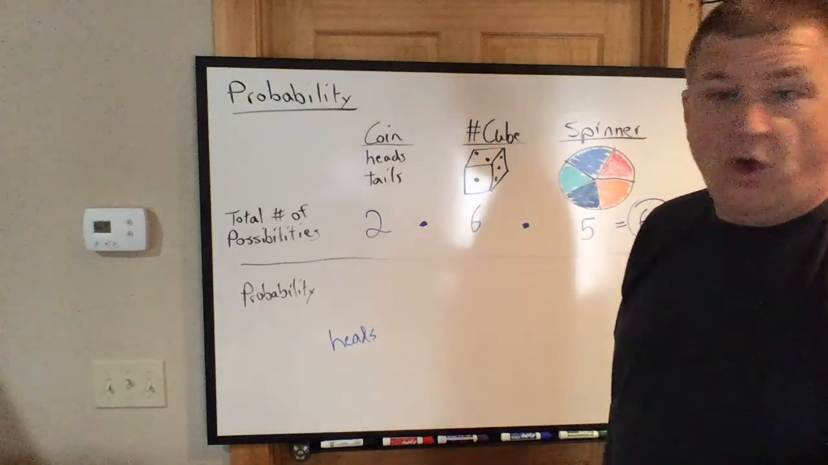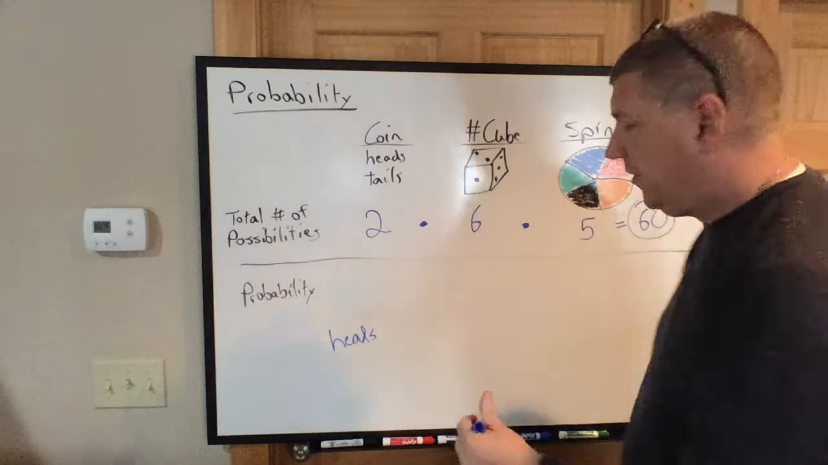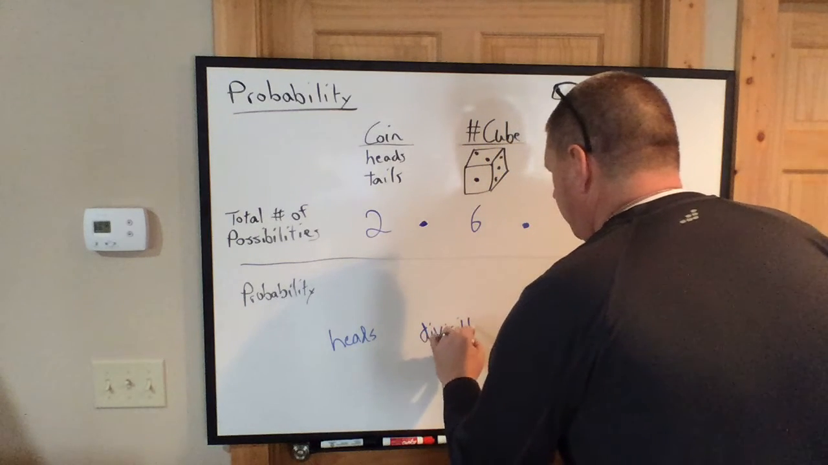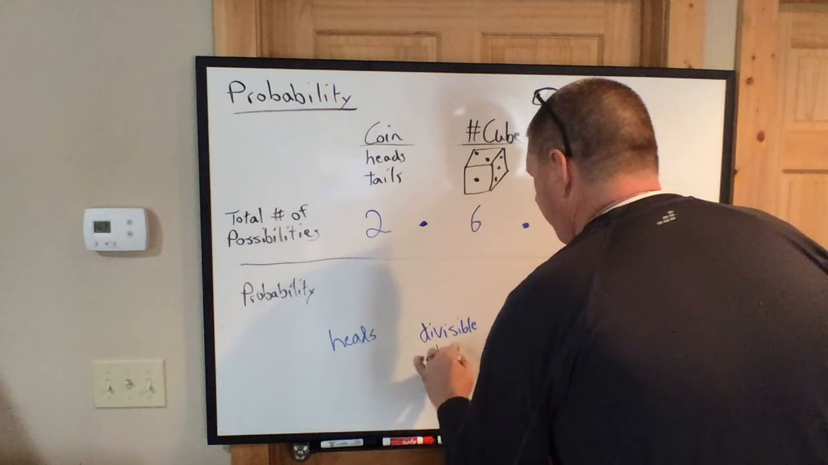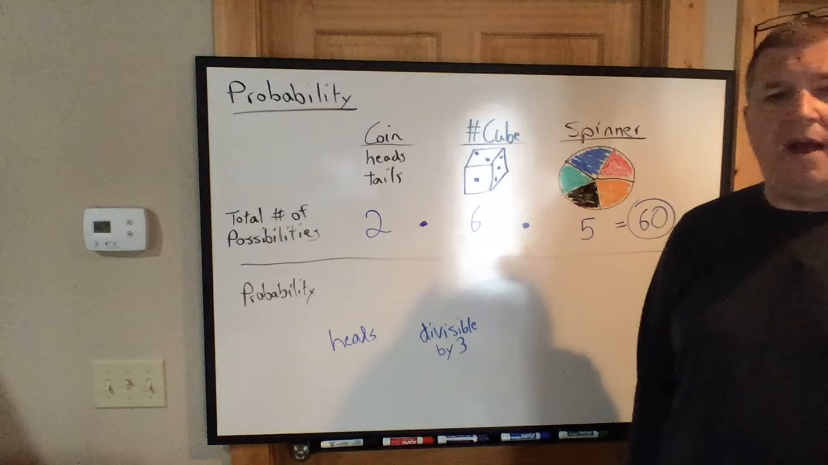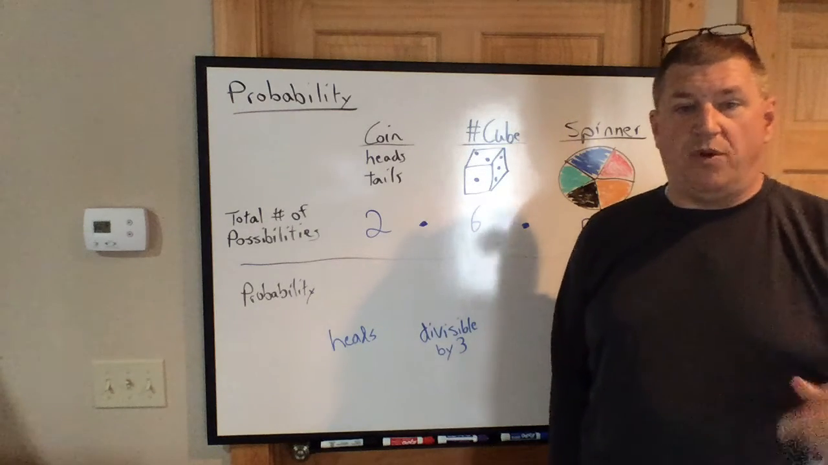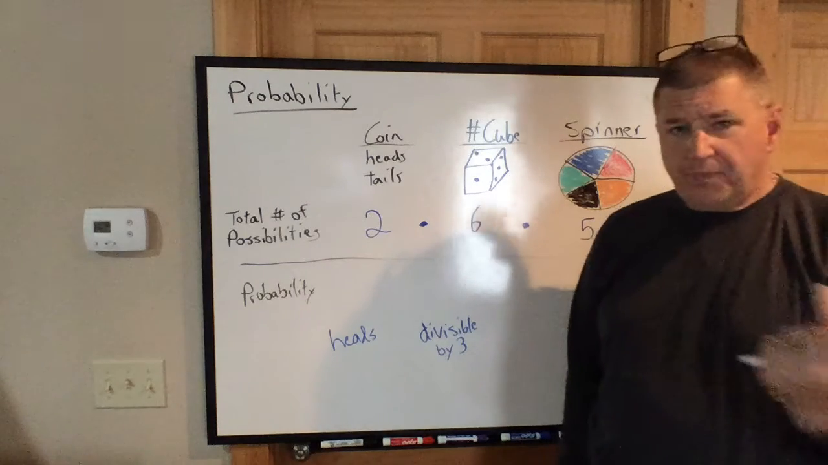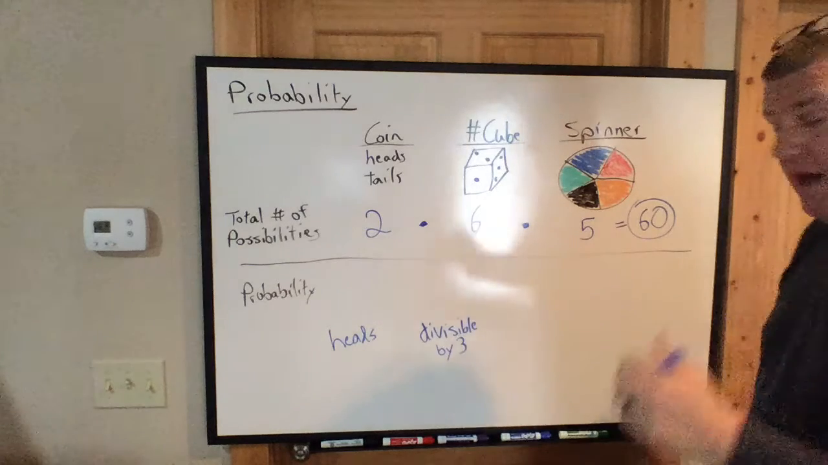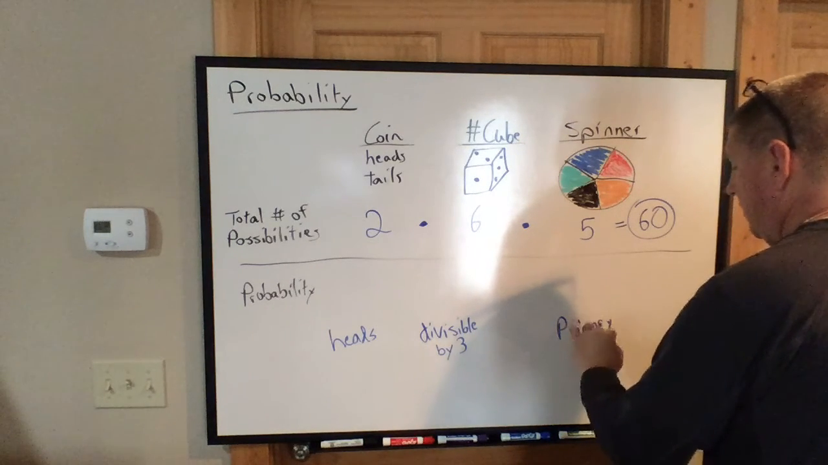So how many of those do we have on our standard number cube? That would be 2. 3 and 6 are the only 2. So we're going to go divisible by 3. And over here in the spinner, we're going to use, again, our primary colors. Our three primary colors we deal with are red, blue, and yellow. There's no yellow in the spinner, but there is red and blue. So we're going to use primary colors.